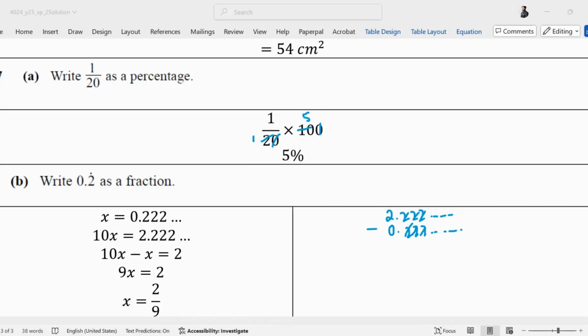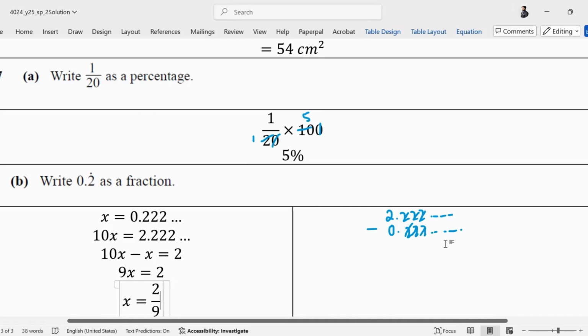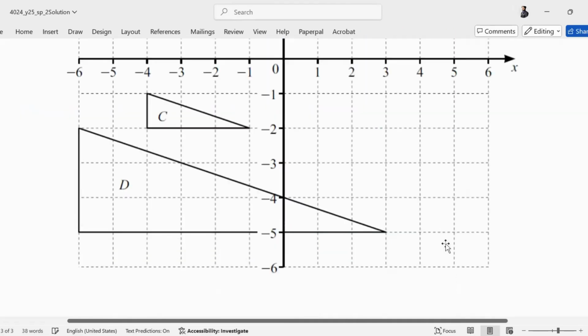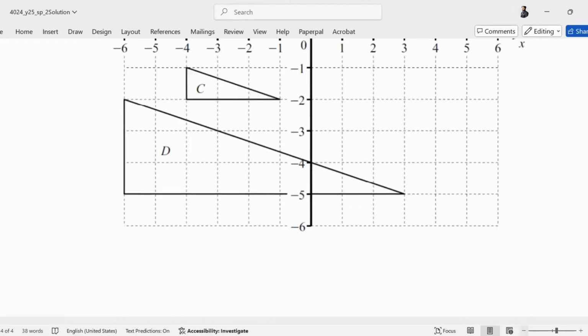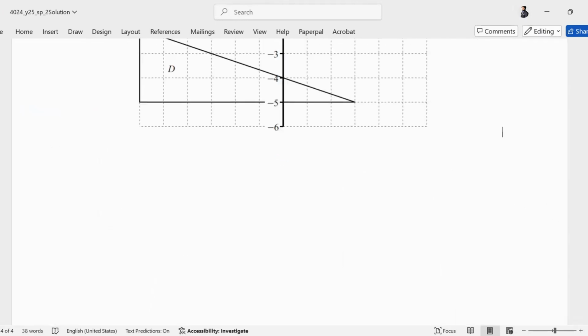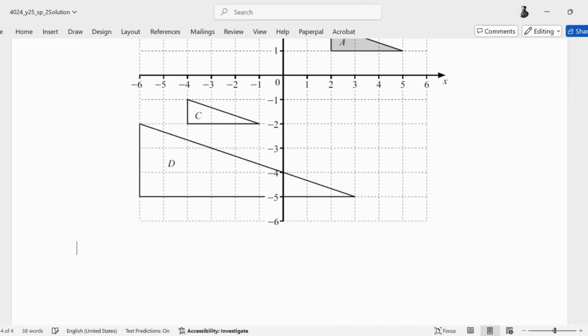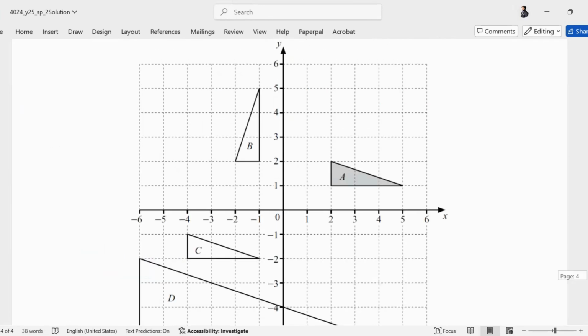Now, the next question is about transformations. I'll try to address a few concepts of transformations in this one. So be very careful in understanding this question and not only try to get to the solution. The first part is asking us, describe fully the single transformation that maps triangle A onto triangle B. Now, how is A mapped onto B? You can clearly see that it is not a reflection, it is a rotation.